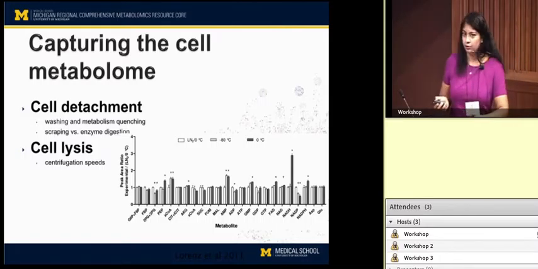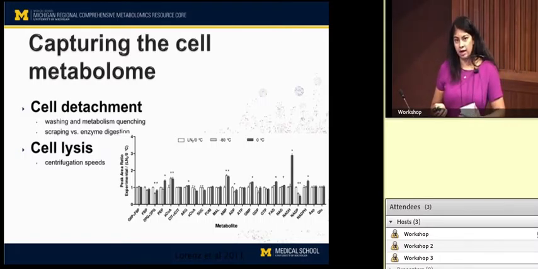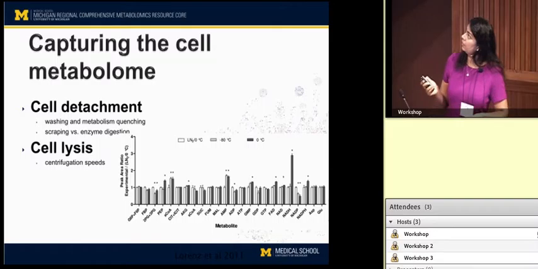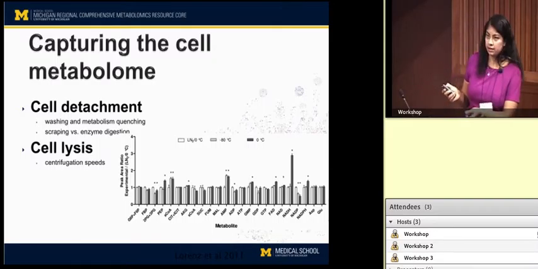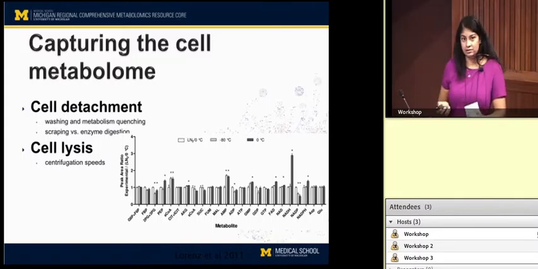So you have to decide what you're hoping to capture in your experiment, decide on one optimal quenching method, and stick to it throughout the experiment. Also decide whether you're going to scrape the cells out or do enzymatic digestion. With centrifugation speeds, stick to one centrifugation speed. As you know, higher centrifugation speeds cause cell lysis, and you might get different answers that cloud your answers at the very end.